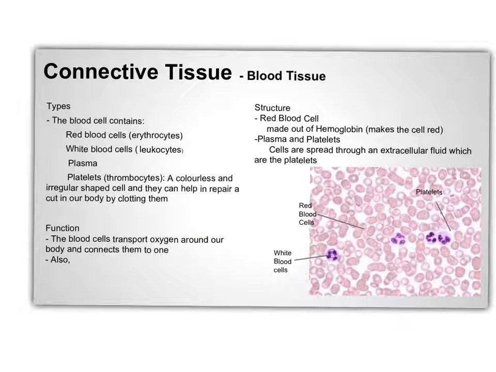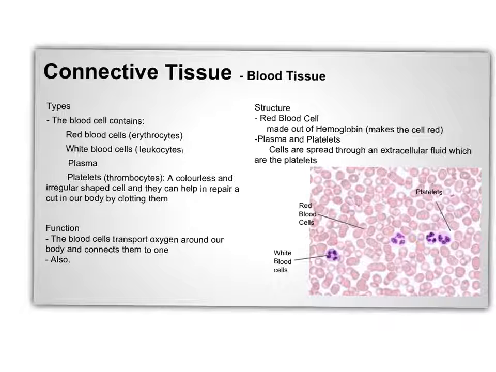Blood tissue contains three types: the red blood cells, which we call erythrocytes, the white blood cells, leukocytes, and platelets, which we call thrombocytes. All these cells play an important role in our body. The red blood cell is made out of hemoglobin, and this makes it red colored. The main role of the red colored cell is to deliver oxygen. The white blood cell helps us kill bacteria outside our body.